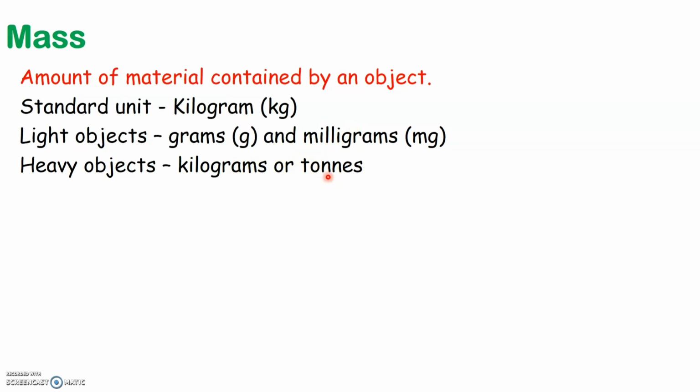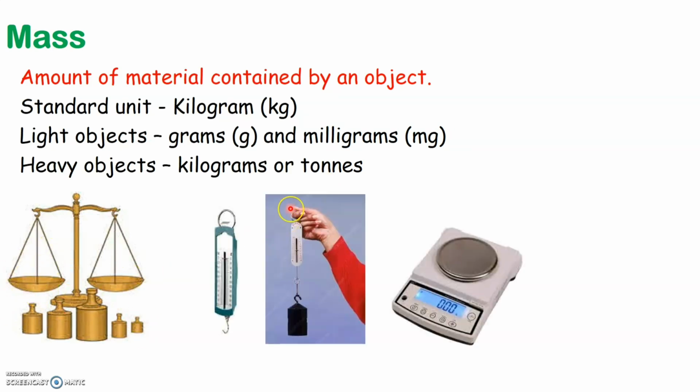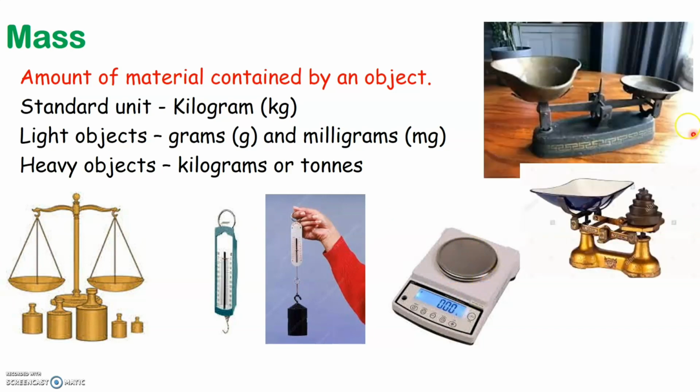There are different balances and weighing machines that we use in order to measure mass. Some of them are, as you see here, beam balance, spring balance, digital balance and grocer's balance. Grocer is a person who sells food and some other household items. So these are examples of some balances in order to measure mass in our day-to-day life.